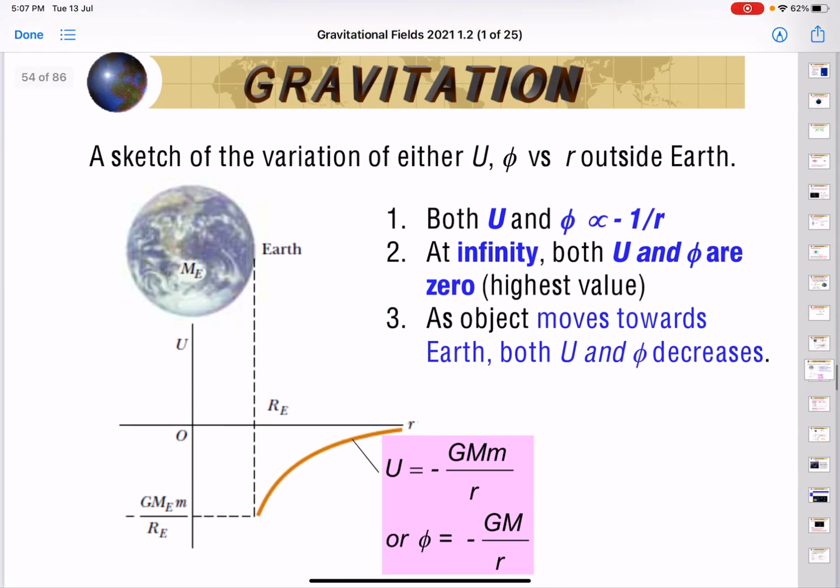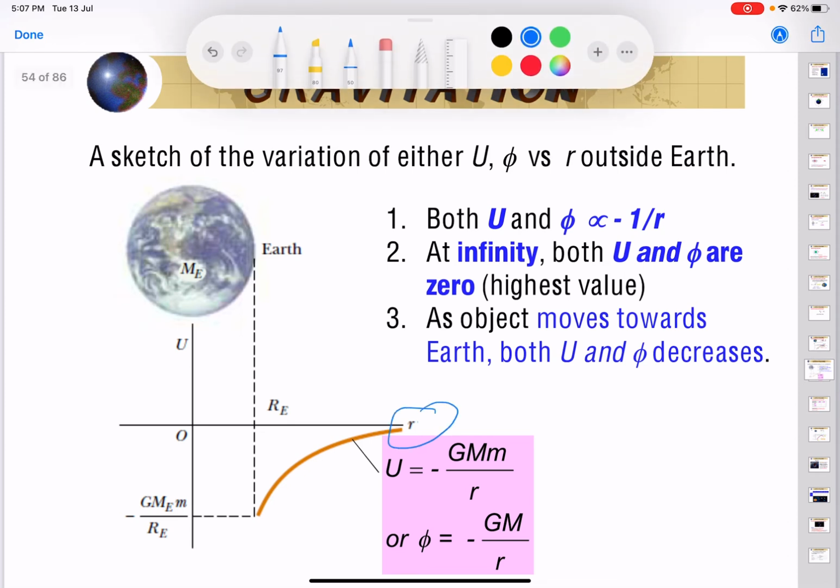Let's now see what happens when we sketch U or phi against r. This is the form of the graph that you will get. A graph that is always under the x-axis, and this value is always negative. The maximum value of U or phi is actually when r is very big, and it will decrease as you get closer and closer to the Earth.